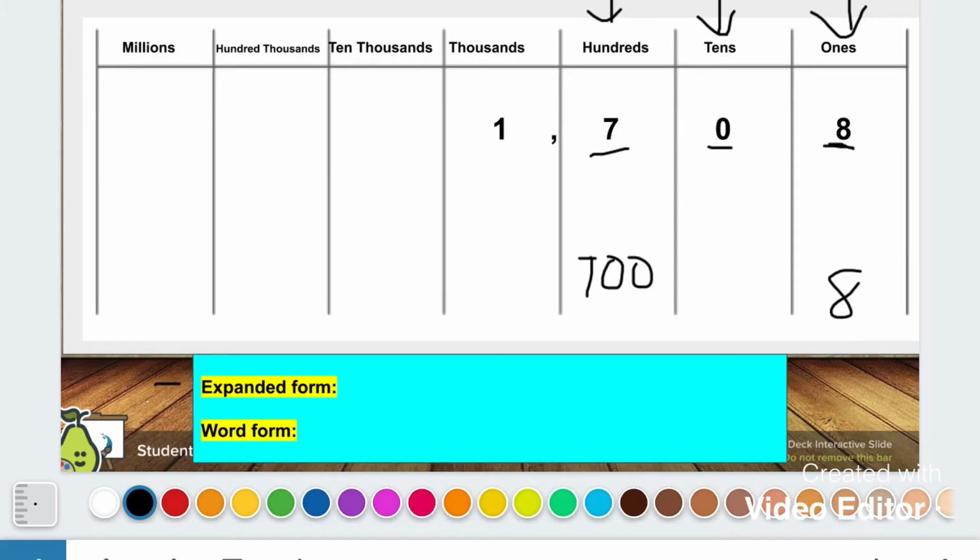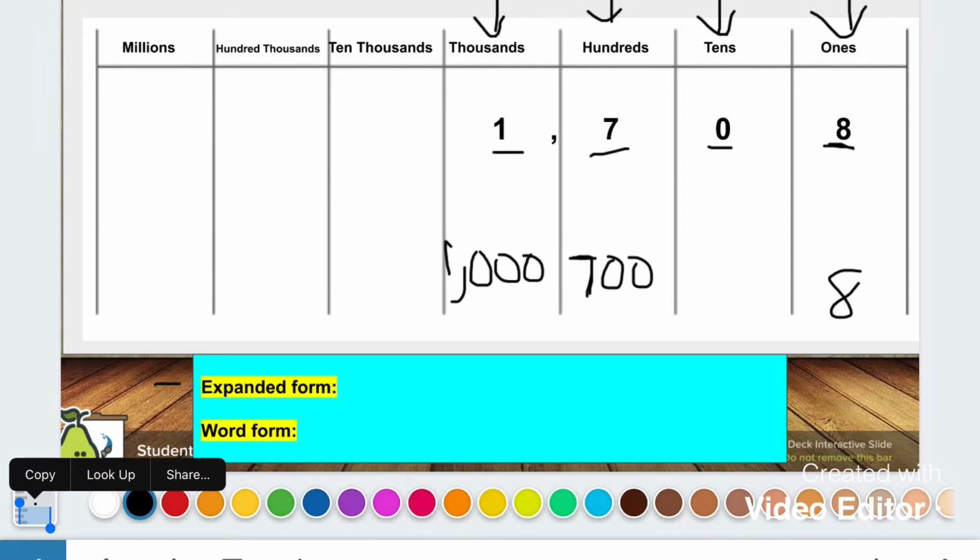700. And let's move to our thousands. I have a 1 in the thousands place. What's the value of my 1? Nice job. 1,000. The next thing we're going to do is fill in our bottom, and you'll notice that this video looks exactly like your classwork.